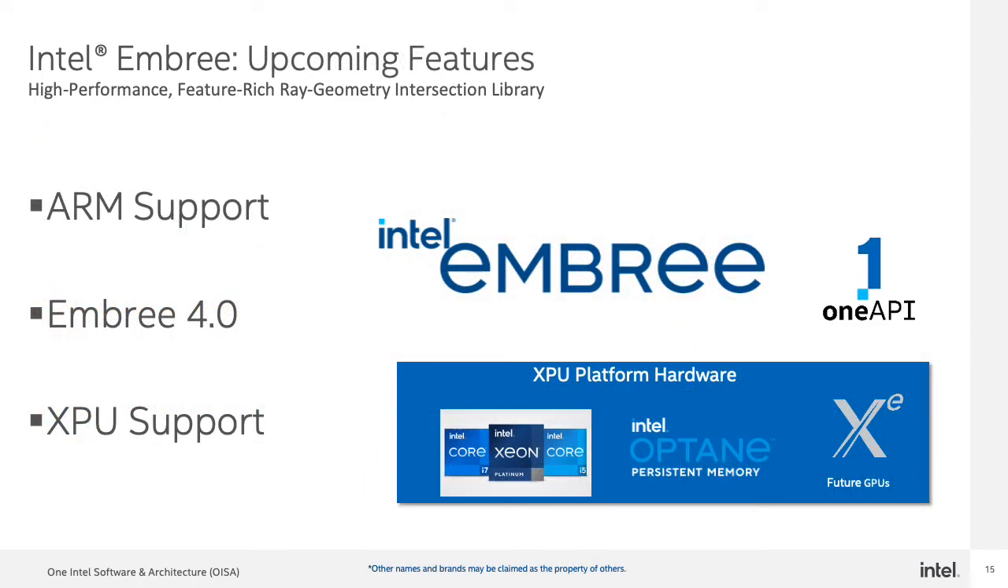And as we move forward into the future, know that we are looking to add direct ARM support, and with Embree 4.0, really a major initiative across the whole OneAPI rendering toolkit is going to be our XPU support, leveraging all the compute available from today's Xeons through our future Xe GPUs, while also leveraging Intel's Optane persistent memory. The pitch line here is, as Intel hardware is going to grow into the future, so will Embree.